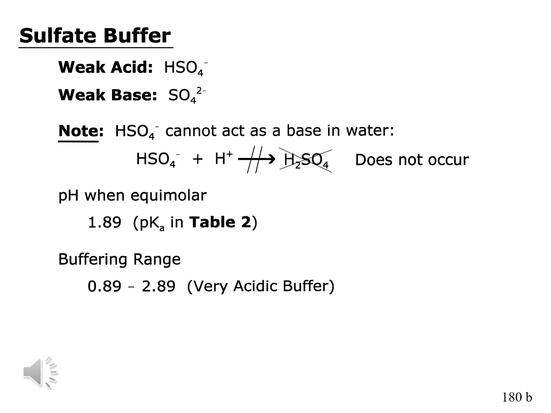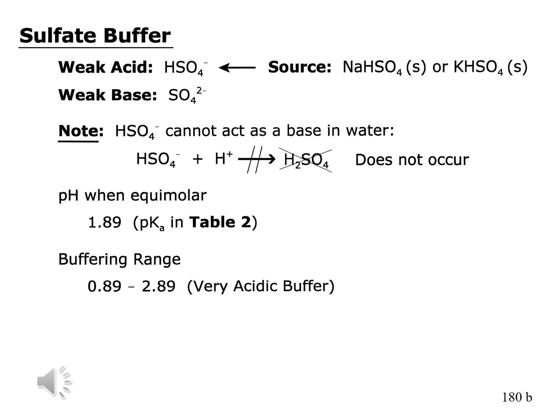We looked up in the table that the pH when it's equimolar is equal to the pKa, which is below 2. And that means that within the buffering range, you can go all the way down to pH 1 buffer with a sulfate buffer. That's very unusual because there's not very many buffers that will go that low and still make a lot of things soluble.